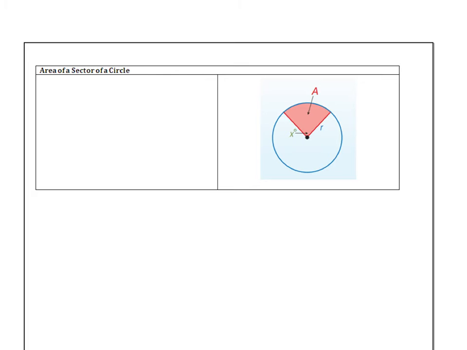Next, let's talk about how to find the area of a sector of a circle. A sector of a circle is a portion of the circle that looks sort of like a piece of pie. You can see it here in the red. And to find the area of a sector of a circle, you're going to take x over 360 times pi r squared. Pi r squared would be the whole circle, but we only want a certain amount of degrees of the circle. And x is the angle inside of that sector.